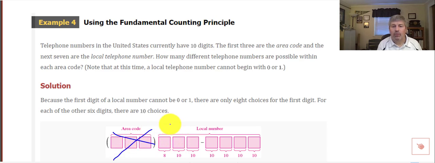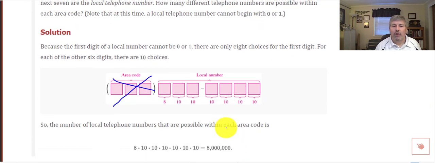Our local telephone number can begin with anything from 2 up to 9, so that's 8 possible choices. Then the second digit can be anything between 0 and 9, so 10 possibilities. Now this does have replacement. All the numbers are still in the pool, so we have 10 possibilities for the second choice, 10 for the third, 10 for the fourth, 10 for the fifth, sixth, and seventh. Each one of those has 10 possibilities, because you can always draw the same number twice because we have replacement.